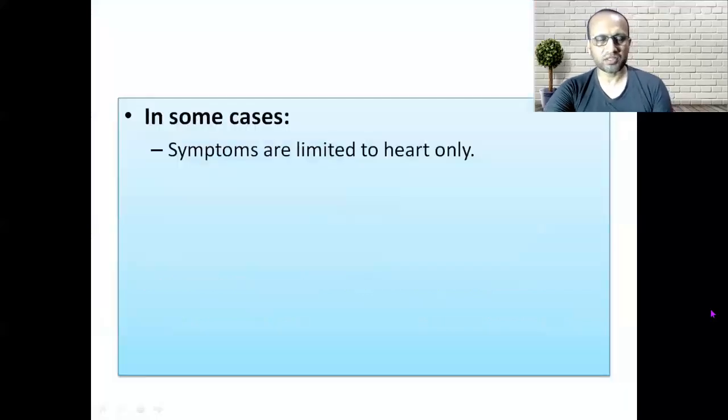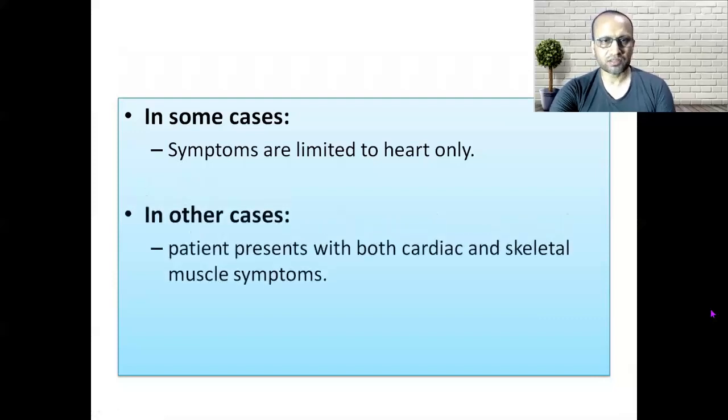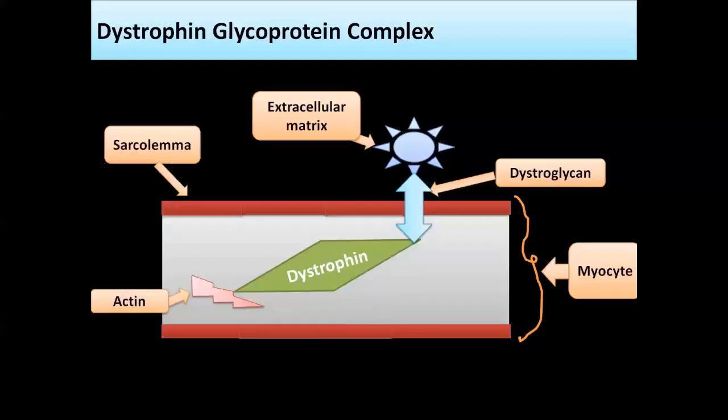In some cases of X-linked dilated cardiomyopathy, symptoms are limited to heart only. But in other cases, patient presents with both cardiac and skeletal muscle symptoms. Dystrophin protein is also found in skeletal muscles. So that's why in some patients, both cardiac and skeletal muscles are affected.